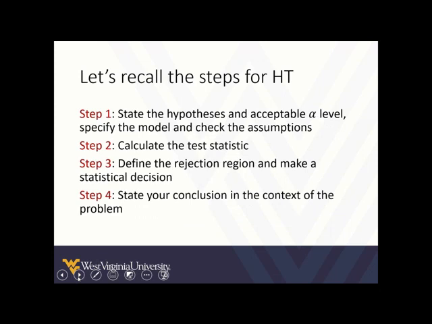So let's recall the steps for hypothesis testing. Step 1, we'll state our hypothesis and an acceptable alpha level, then specify the model and check the assumptions. Step 2, we'll calculate the test statistic. Step 3, define the rejection region and make a statistical decision. And then step 4, we'll state our conclusion in the context of the problem.